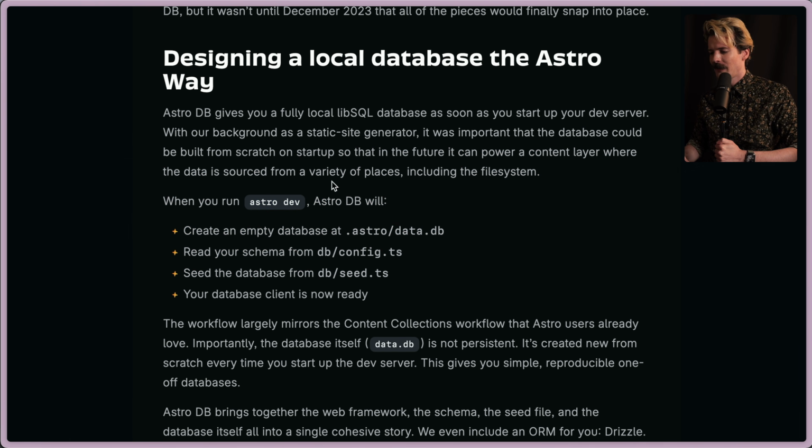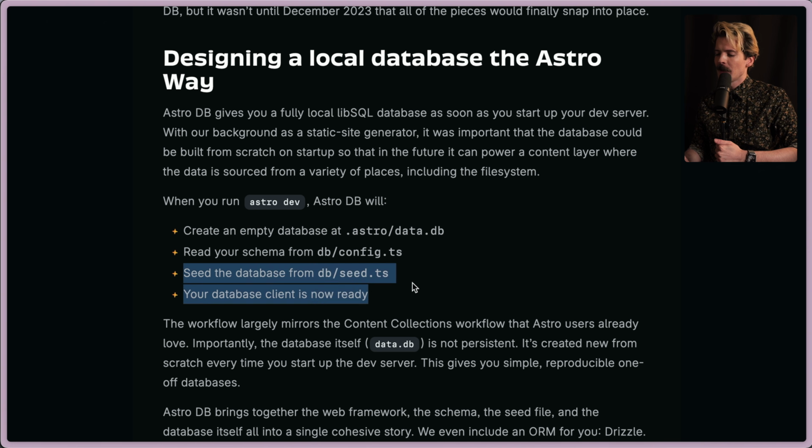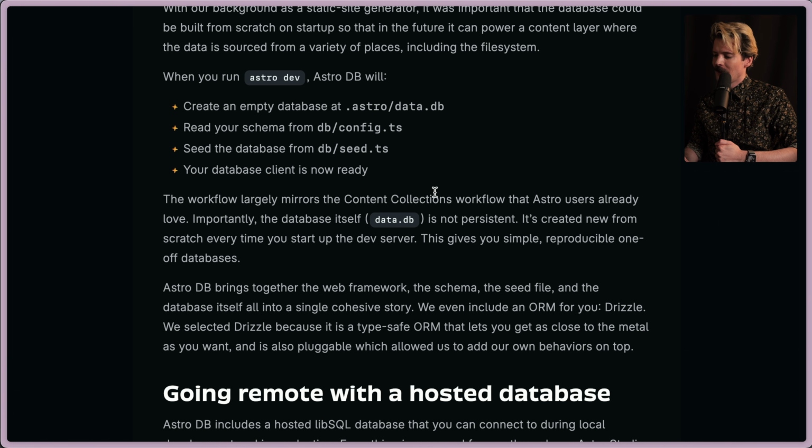When you run Astro Dev, Astro DB will automatically create an empty database at .astro/data.db, read your schema from the config, seed the database with the seed, and now you're ready to go. Love it. The workflow largely mirrors the content collections workflow that Astro users already love. Importantly, the database itself, data.db, is not persistent. It's created new from scratch every time you start up the dev server. This gives you a simple, reproducible, one-off database.